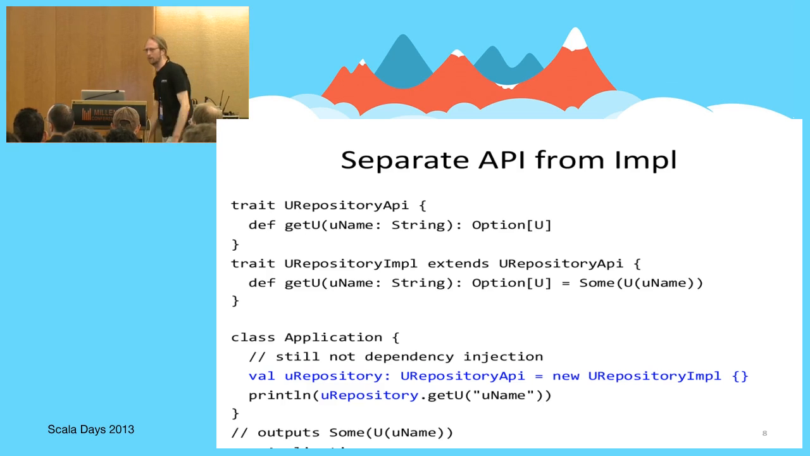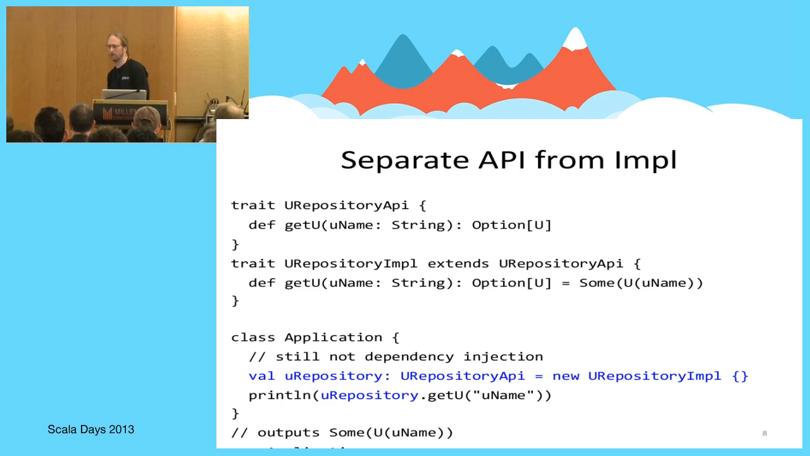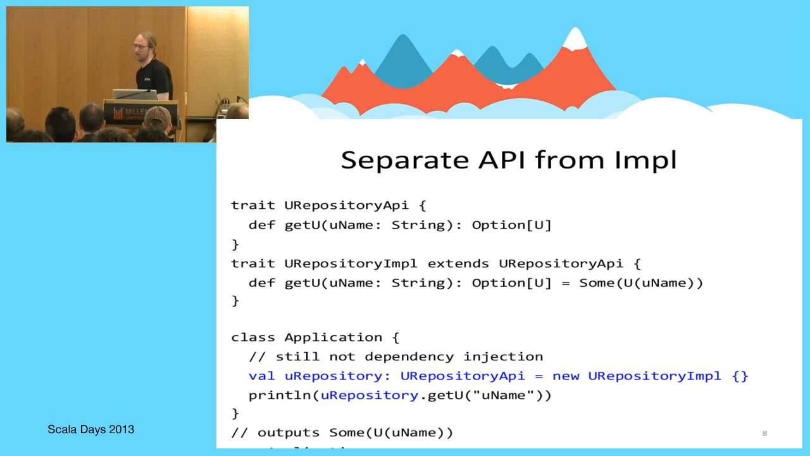This is where we got with the first example. The first developer says, "Look, now I'm coding all against the API." And this example is just one simple line of the U repository called getU.